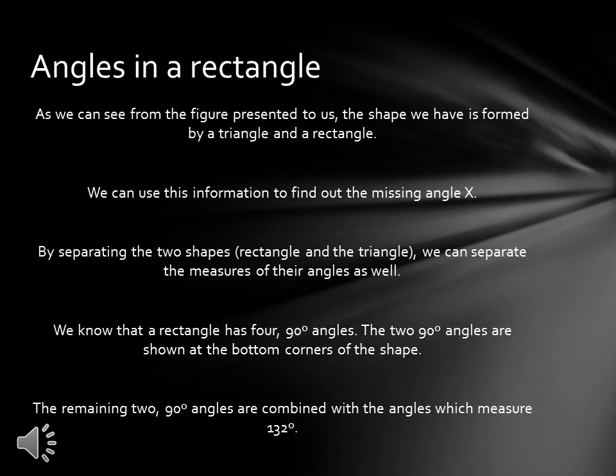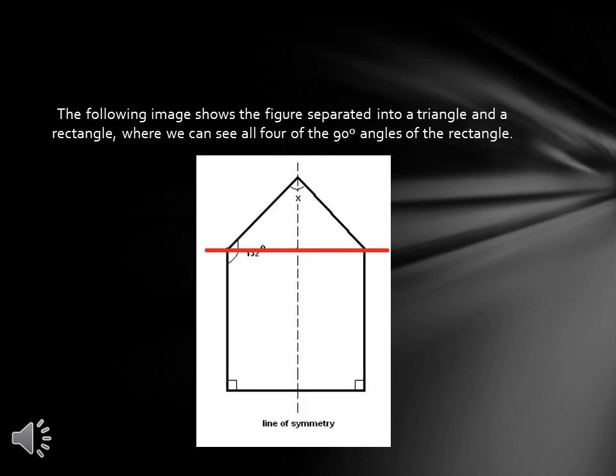We know that the rectangle has four 90-degree angles. Two 90-degree angles are shown at the bottom corners of the shape. The remaining two 90-degree angles are combined with the angles which measure 132 degrees. The following image shows the figure separated into a triangle and a rectangle. We can see all four 90-degree angles of the rectangle.